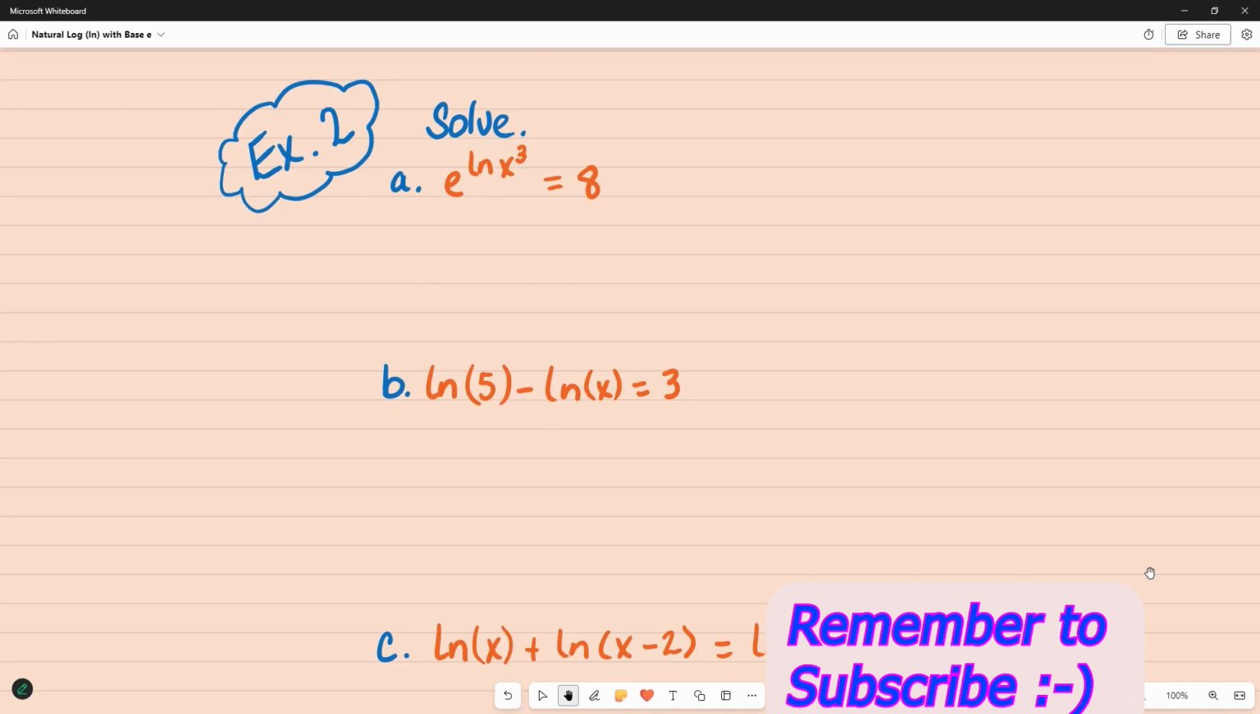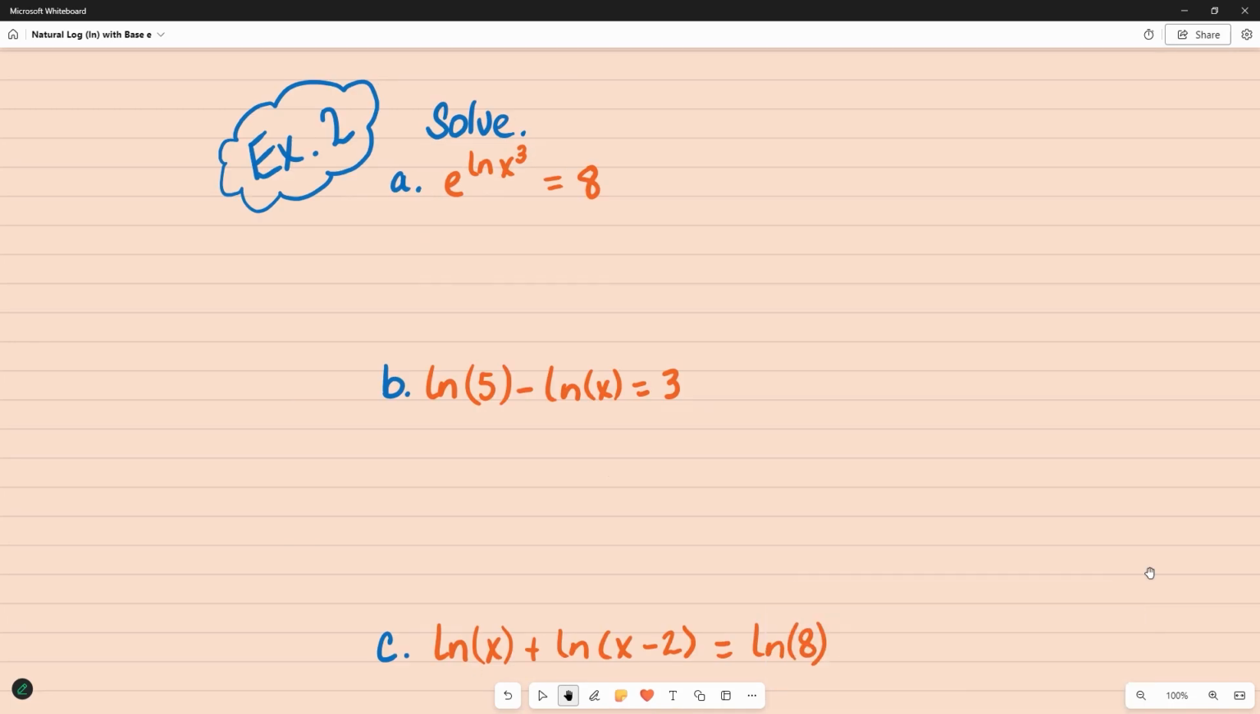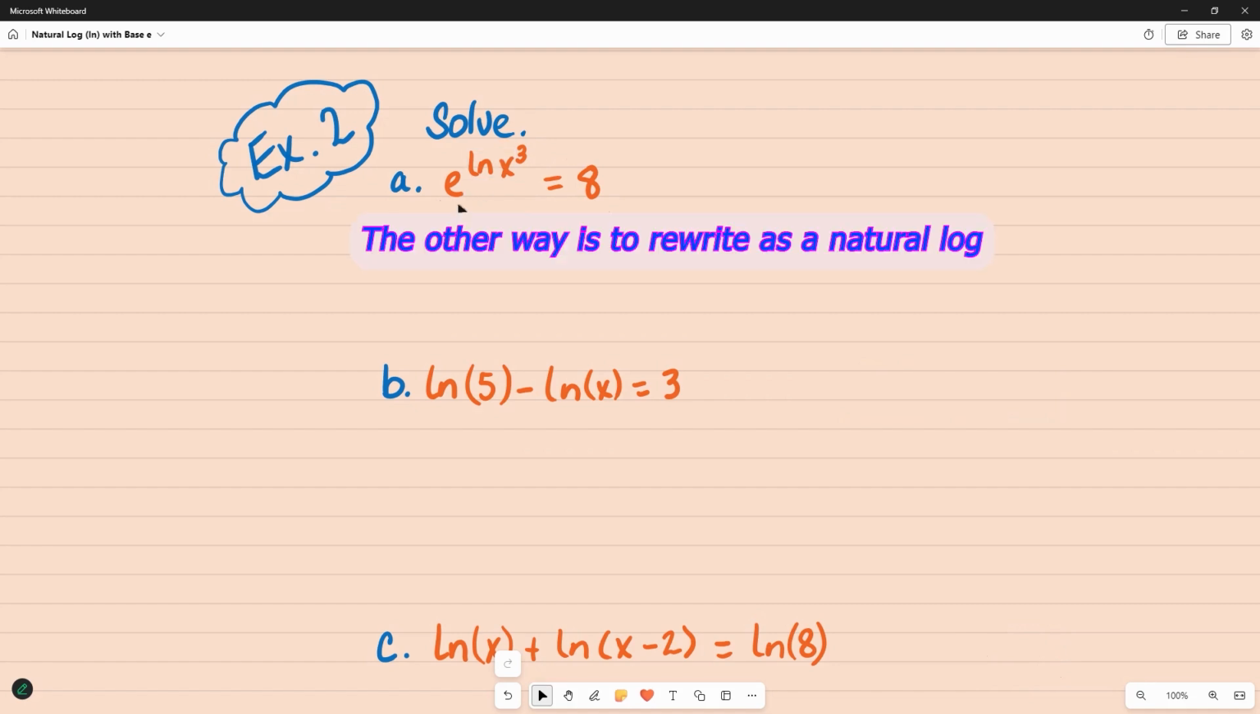So now in example 2, I am asked to solve. And when I solve, I have to make sure that I go back and check to make sure I don't have an extraneous solution. There are 2 ways that you can do this. The easiest way is to go ahead and take advantage of the property that I just showed you in example 1. And that is to understand that there is an E here.